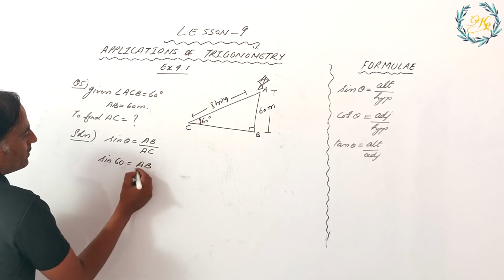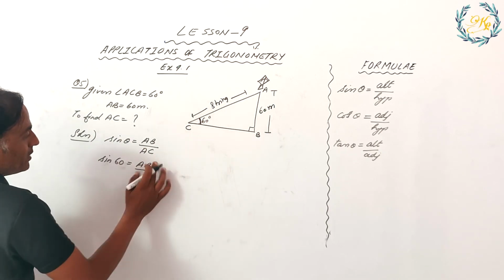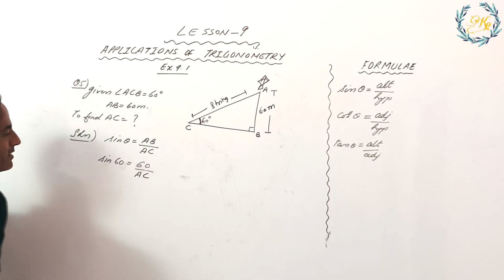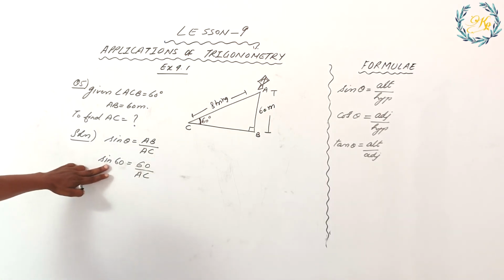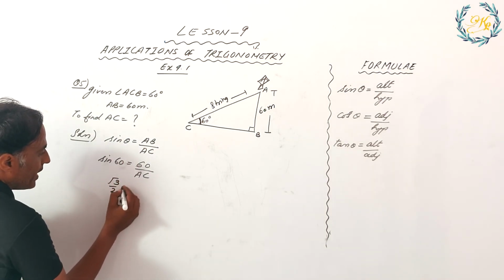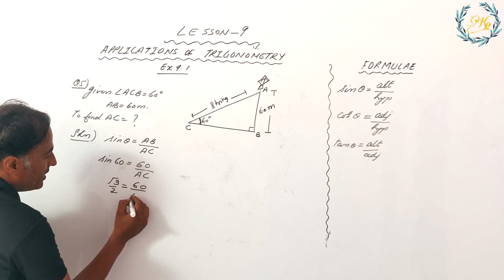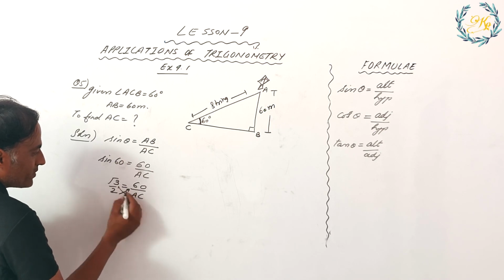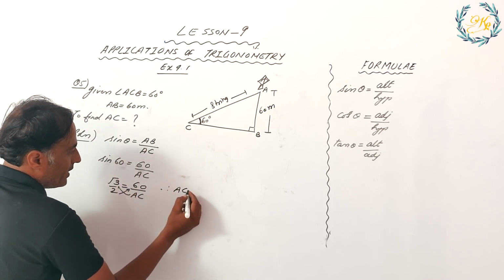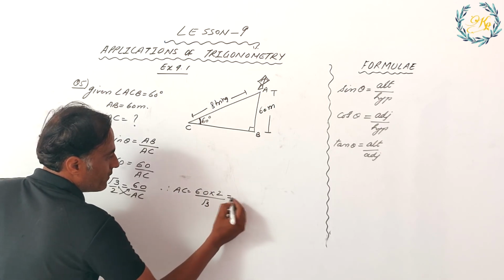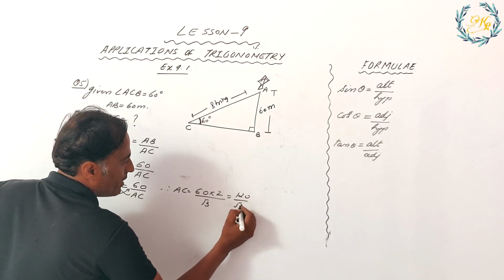Now replacing the values in this formula from the values given to us, we have sin 60 is equal to AB upon AC. Is AB given to us? Yes, it is. So let's write 60 upon the measurement of AC. Now in the previous lesson, in the trigonometric table, I told you earlier that the value of sin 60 is root 3 by 2, which is equal to 60 upon AC. Now interchanging the places of these values, we get AC is equal to 60 multiplied by 2 upon root 3, which leads to 120 upon root 3.